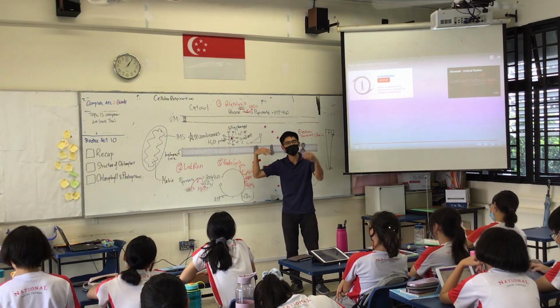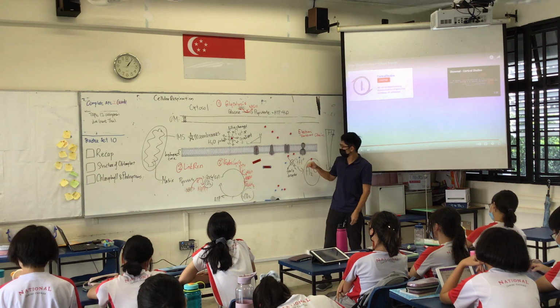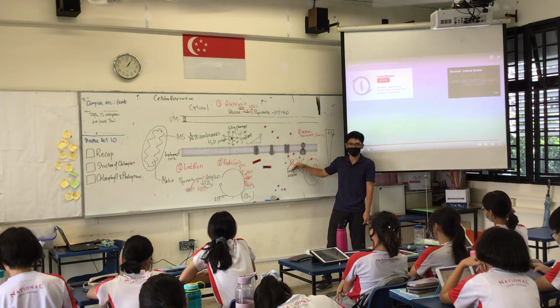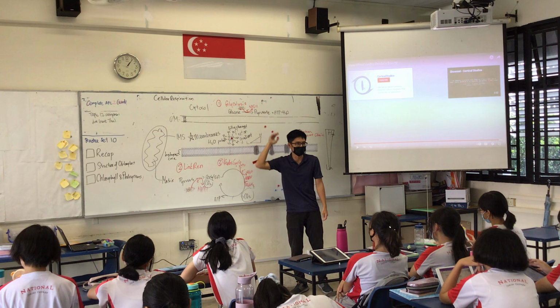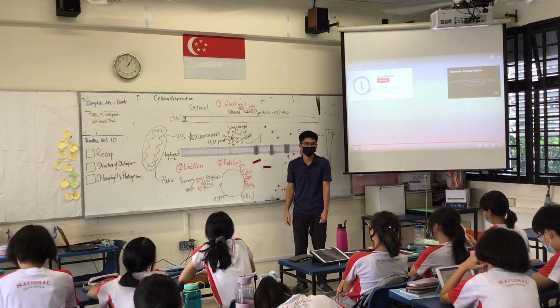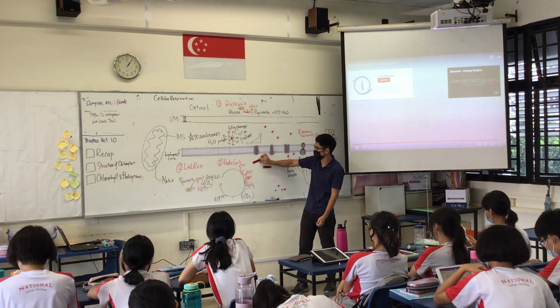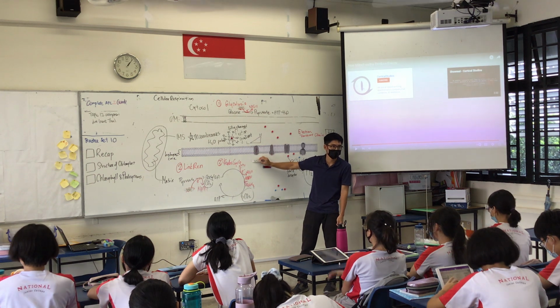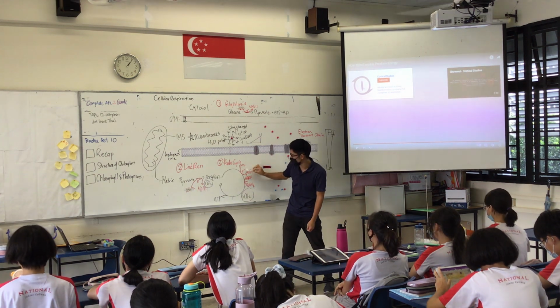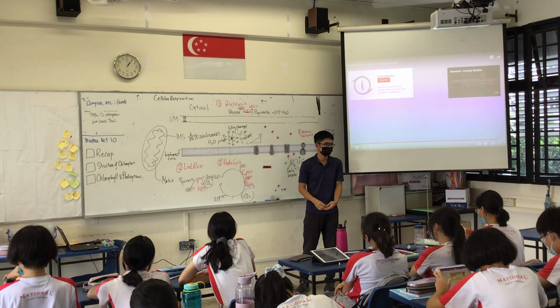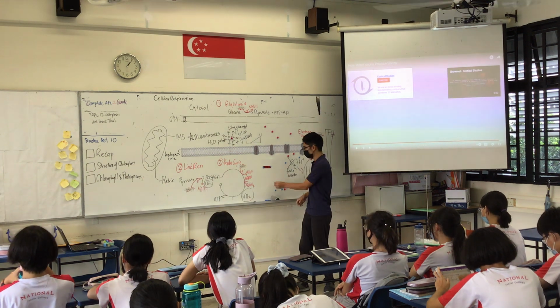It requires it indirectly. Because if the oxygen is not present in the last step, the previous steps will all start to grind to a halt also. Okay? Simply because I will start to run out of NAD+. I need it to be regenerated so that I can use it in previous steps. So we have a problem, right?